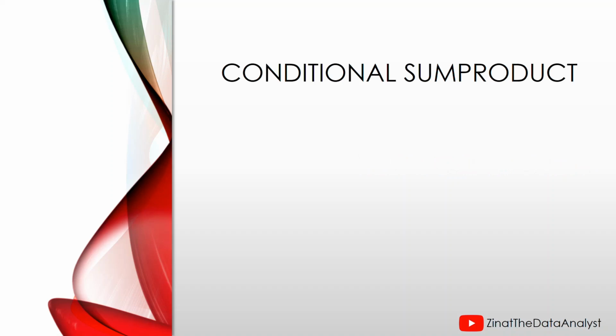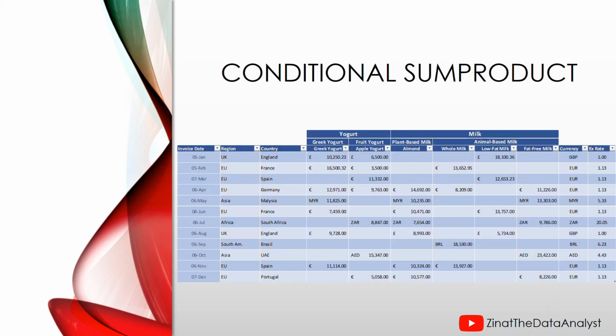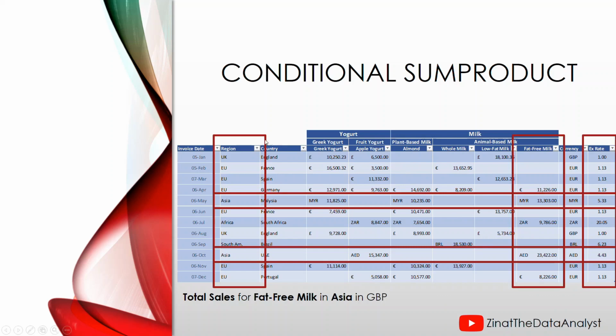Unlike SUMPRODUCT, which exists in Excel, conditional SUMPRODUCT does not exist, and we want to explore its trick and use it extensively. Here we have our table having sales prices and invoice info. We are asked to calculate total sales of fat-free milk in Asia in GBP. This means that we need to deal with 3 columns and 2 rows in this table.